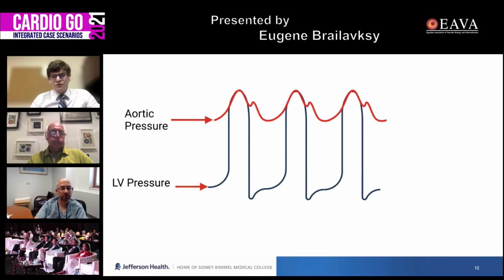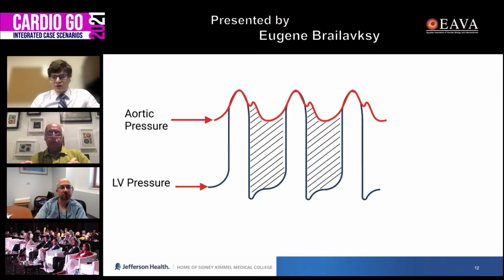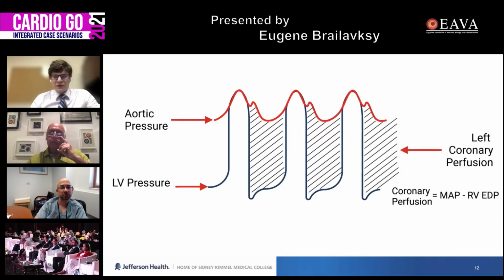And coronary perfusion is very important as well. This is normal coronary perfusion. On the left side, it happens mostly in diastole because it depends on the gradient between the MAP, or the mean arterial pressure, and LV pressure. So in systole, there is no gradient, and in diastole, there is a gradient.